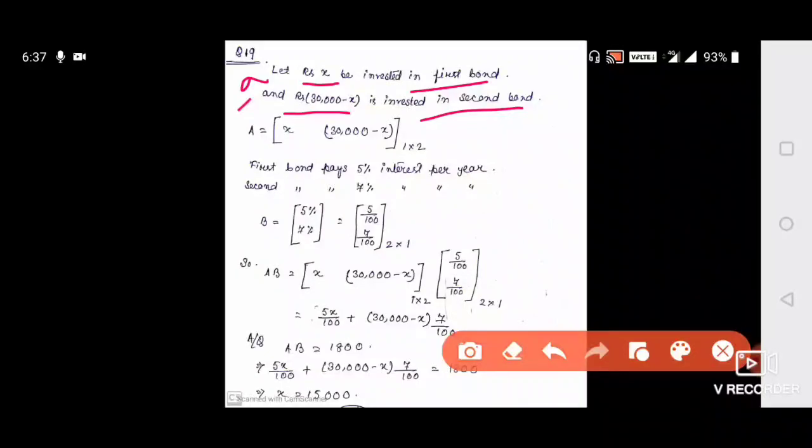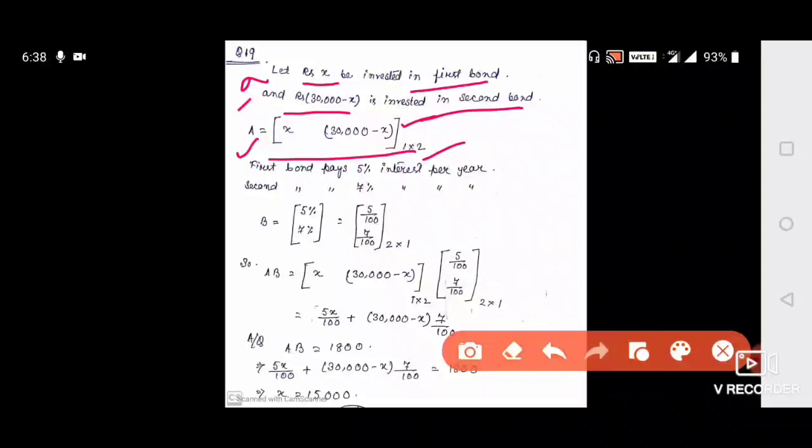Now we will represent this information in matrix form. So we have denoted the matrix by A, and we have written x and 30,000 minus x in this way. And we have written the matrix as a 1 by 2 matrix, where we have one row and two columns. We can write A in a different way also, we will show it later.